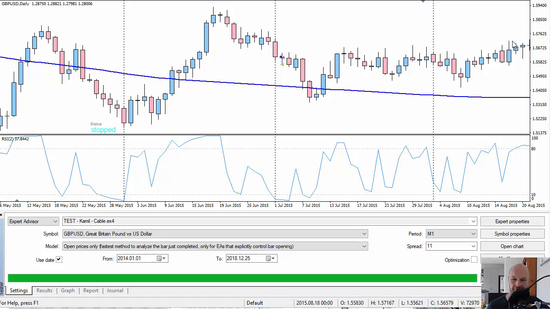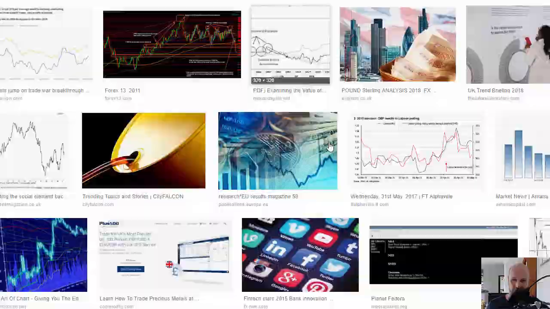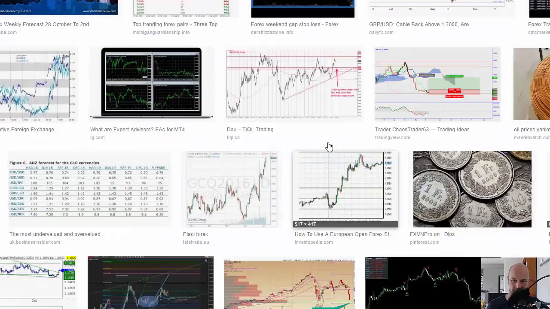Okay, folks. So I've got this wee strategy here from a guy called Camille. He's called it the Twitter trend trading strategy. So I had a Google search for it, and in actual fact, here's all the stuff that I found when I did a Google search for Twitter trend trading strategy.